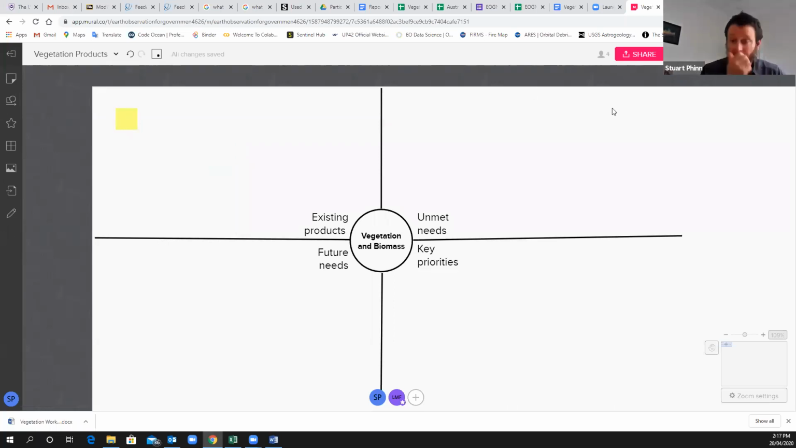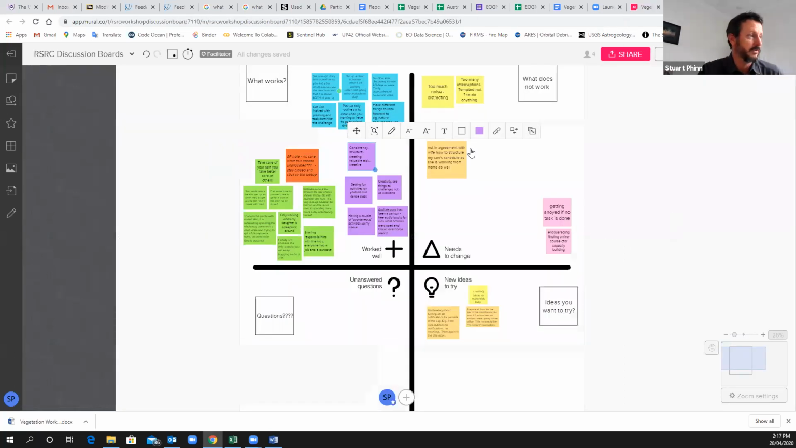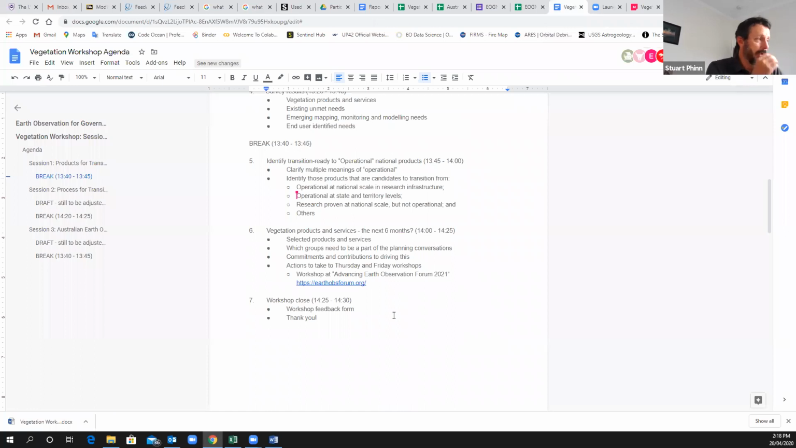So it's called Mural. If you want to try it, it works really well, particularly when we're trying to figure things out like this, like getting everyone's ideas up and then grouping them as well. So, cool. All right. Just going to go back to where we are now.